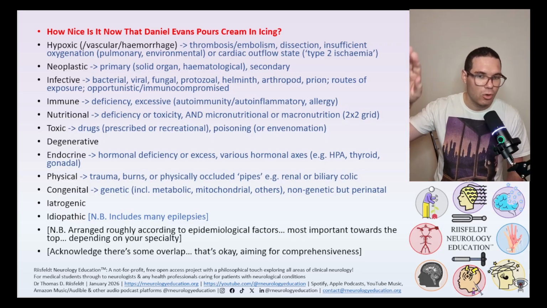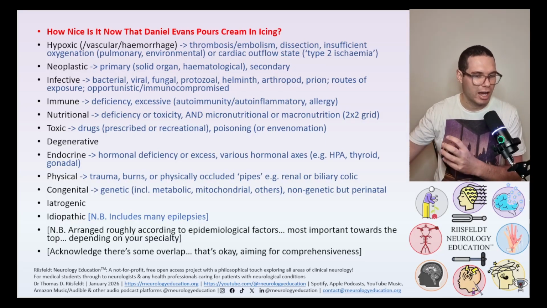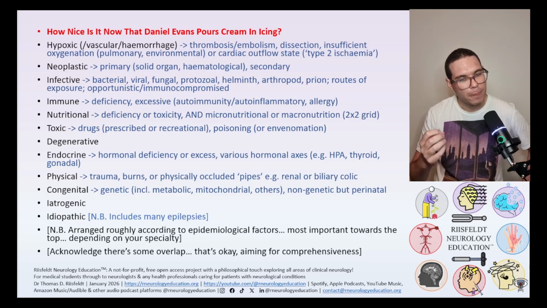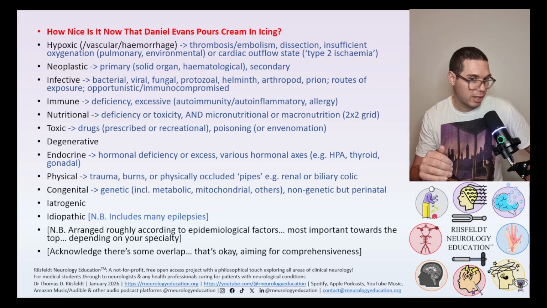So you've got your HPA, your hypothalamic pituitary adrenal axis. You've got your thyroid hormone axis. You've got your gonadal hormone axes. Then physical, there's a few subcategories here as well.